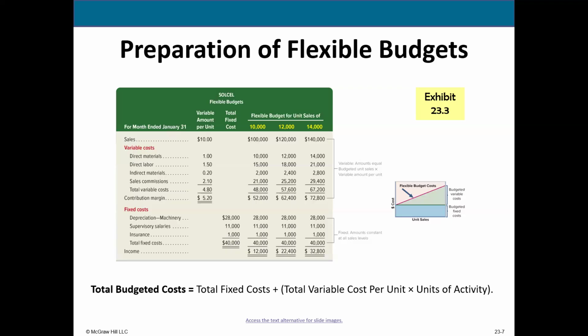Step three is we compute the sales budget, variable cost budget, fixed cost budget, and the budgeted income. And we do that typically through our master budgeting process that we talked about last week. And all of that leads us to our total budgeted costs. There's a formula that we can use to find total budgeted costs, and that formula is the total fixed cost plus the total variable cost times number of units, or also known as total fixed plus total variable costs.